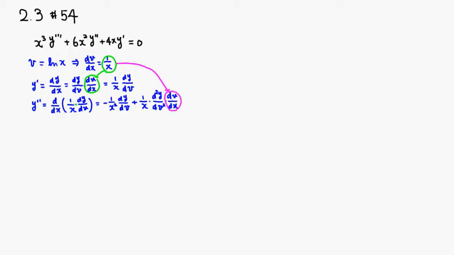So you can see that there's 1 over x and another 1 over x, so both of these terms have 1 over x squared. I'm going to pull out 1 over x squared. Then I write the second derivative of y with respect to v, minus dy over dv. That's the second derivative.